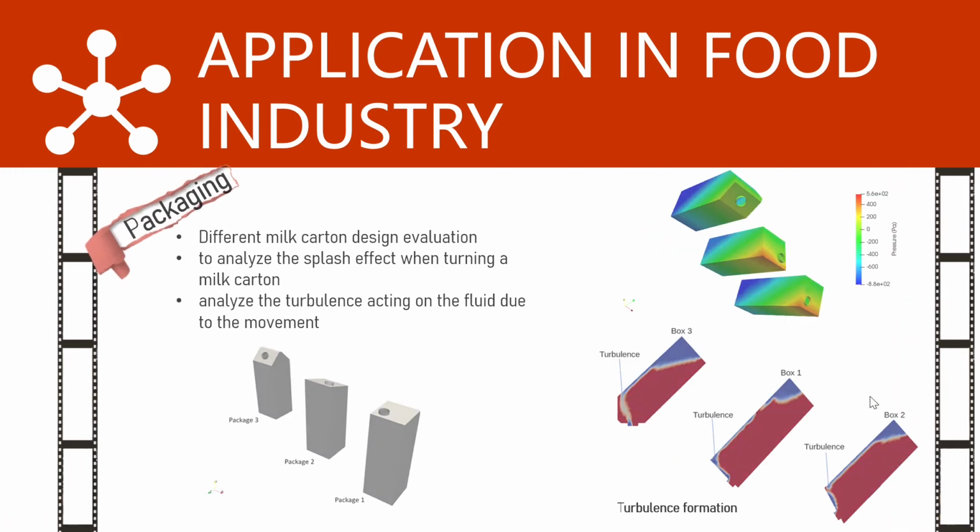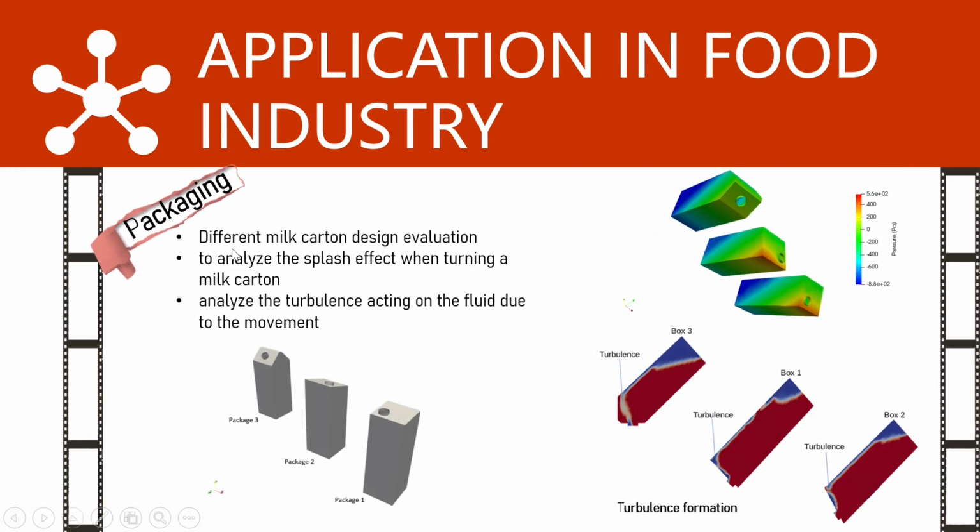The last one would be the application in food packaging. This is for carton milk design evaluation to minimize the effect of splashing when pouring the milk. Here, the pressure distribution near the opening is analyzed to get suitable design of the carton. Based on the analysis, the low pressure at opening can give minimal splashing effect during pouring. And also the turbulence formation can be depicted and evaluated.